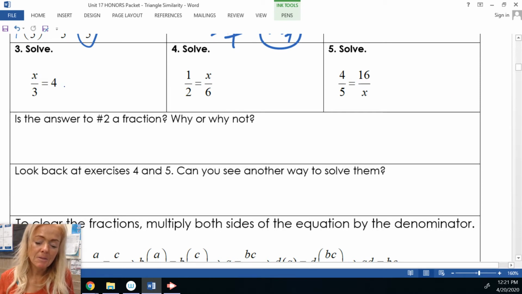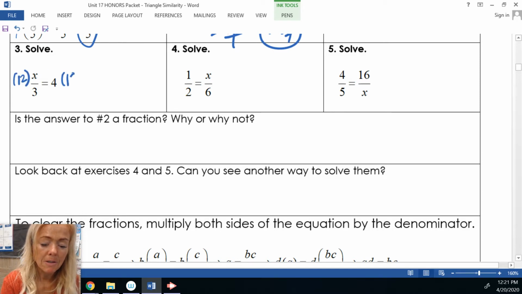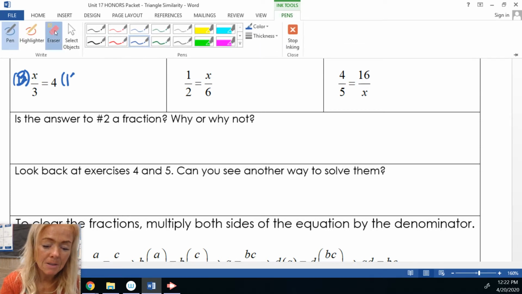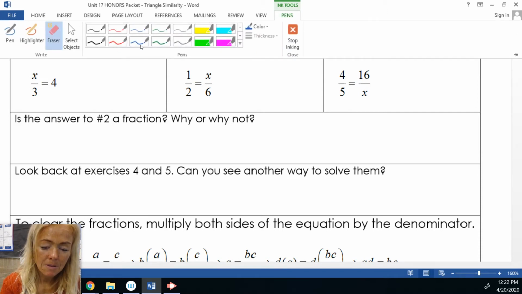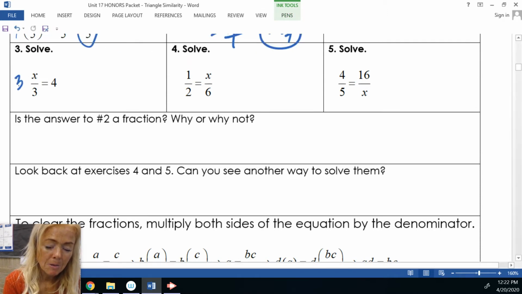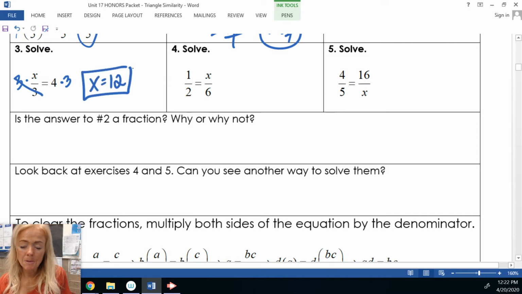Now, if I have x over 3 equals 4, then I know for sure that I'm going to multiply both sides by 3. I multiplied it in my head already, didn't I, like I usually do? All right, so you need to multiply both sides by 3, and you get x equals 12. And that's one way to solve.